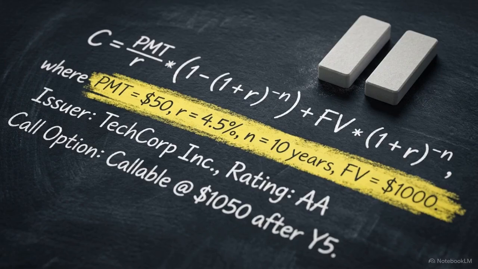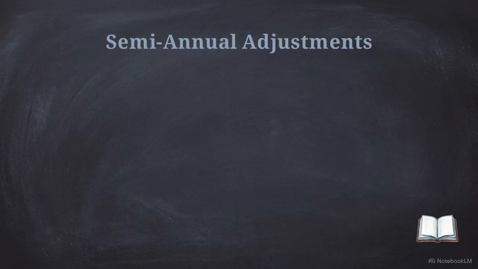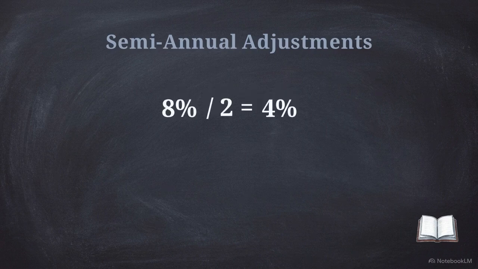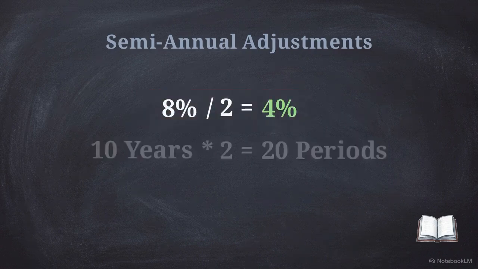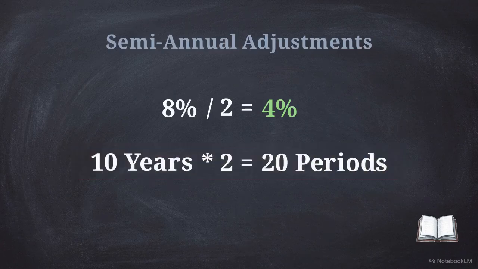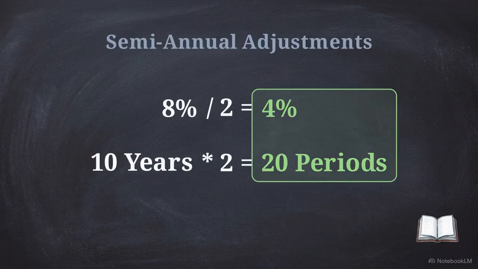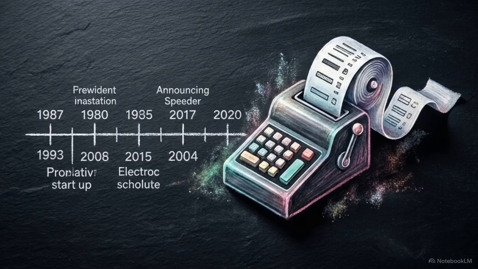To test this, pause the video and calculate the price for a 10-year bond that pays semi-annual coupons at a stated 8% interest rate. In this sequence, the semi-annual payout requires two adjustments before you solve. The 8% interest rate must be halved to 4%, and the 10-year timeline must be doubled to 20 periods. Mastering the time value of money is a matter of mapping these chronological variables on paper before you ever touch a calculator.